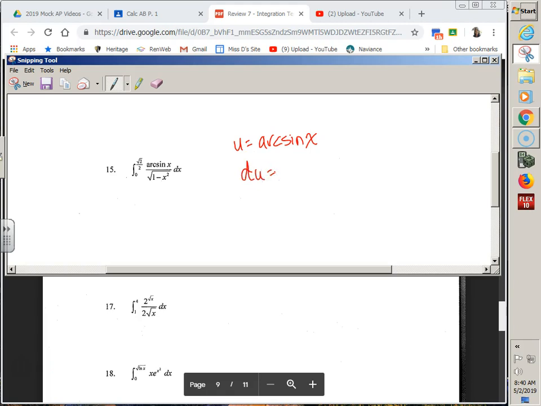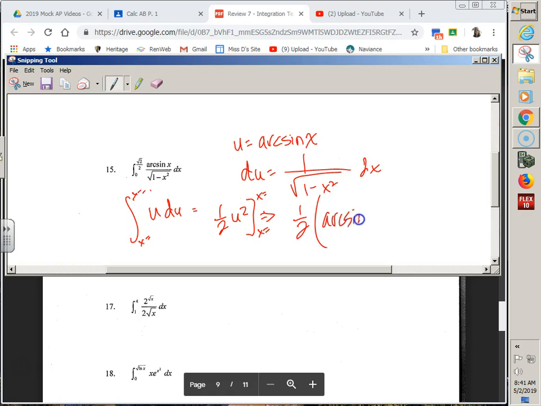This is a derivative practice. What's the derivative of arc sine? So you can actually just go to u after you rearrange. Should be 1/2 u squared. I know I'm being horribly illegal because I have x bounds, right? I have x bounds. But I end up with 1/2 of arc sine squared from 0 to root 2 over 2.